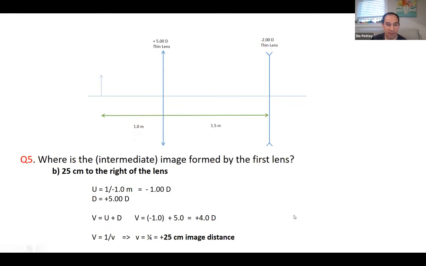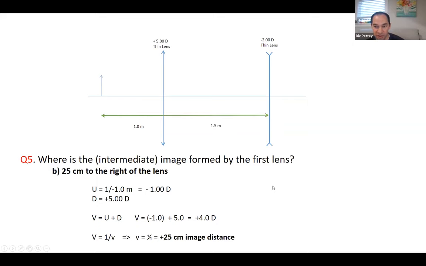Excellent job. All right, any questions on this problem? Did anybody mess up the numbers or have any questions on this? If you have any questions, feel free to ask Cole. He's got this one down.